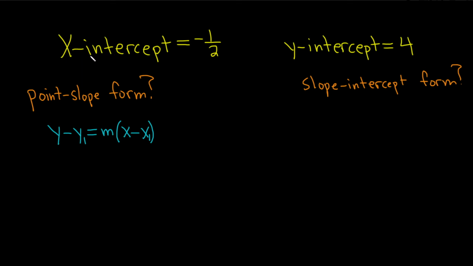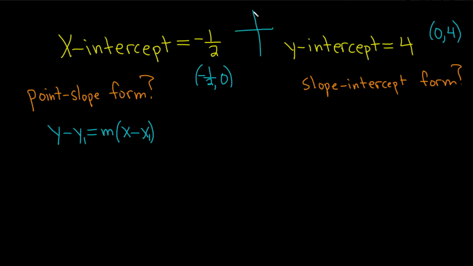So when they tell you that the x-intercept is negative 1/2, they really mean negative 1/2 comma 0, okay? And when they tell you the y-intercept is 4, they really mean 0 comma 4. It's a little bit sneaky. If you don't understand why, let's think about this one.